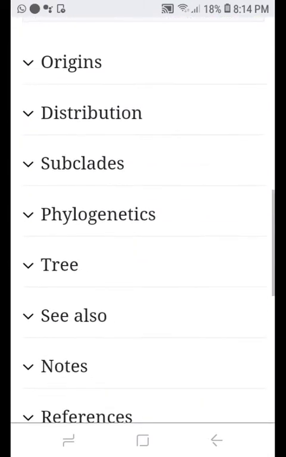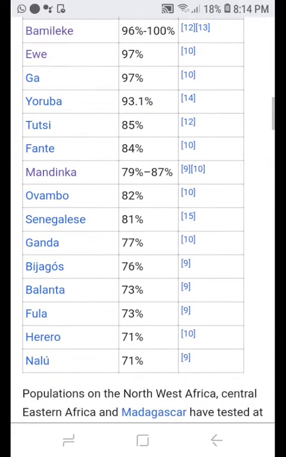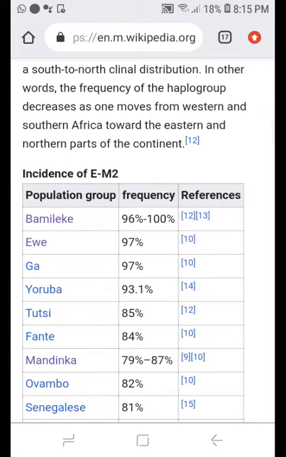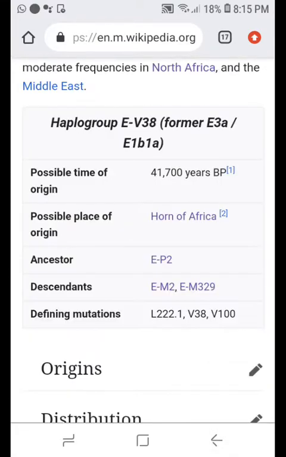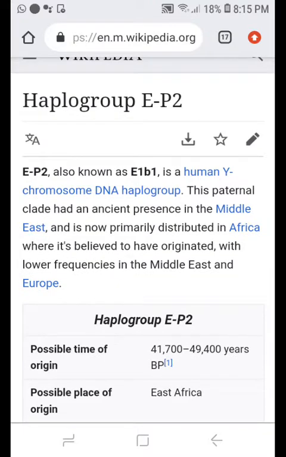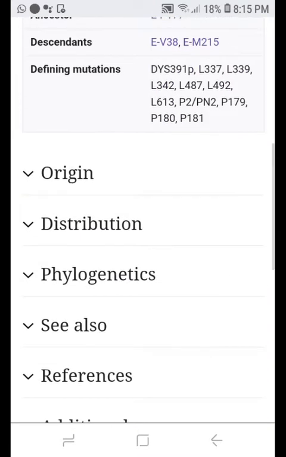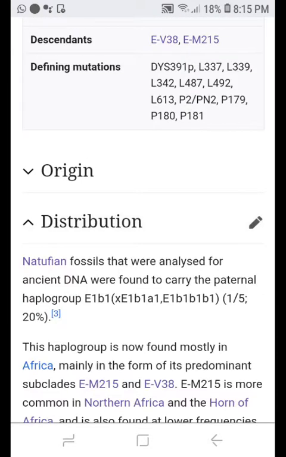Scroll on down. If you hit distribution here, it'll let you know among certain people in Africa, you're gonna call their name. That is my main point today. Let me just go back and jump to my point. What we're looking at is our ancestor is E1b1 at the top. That's Isaac, like I said. I'm gonna prove it.